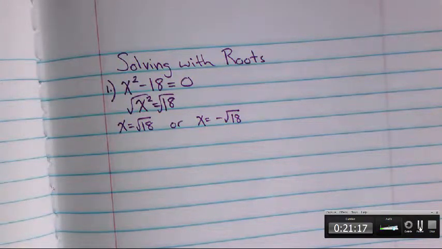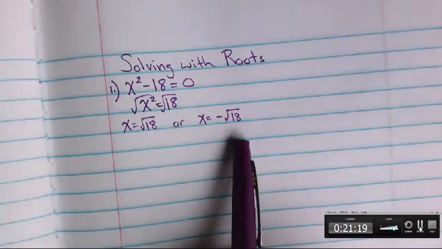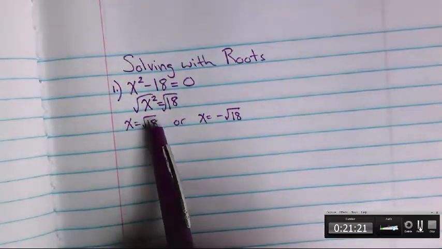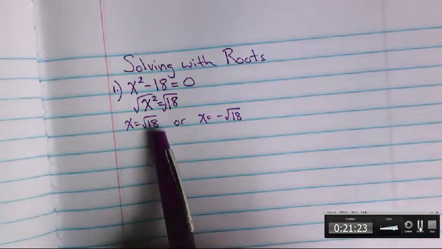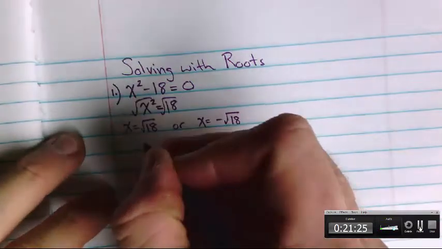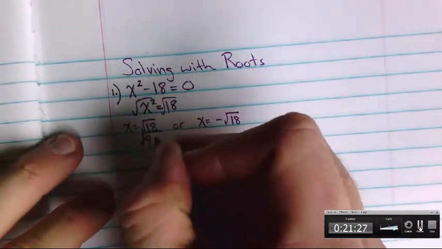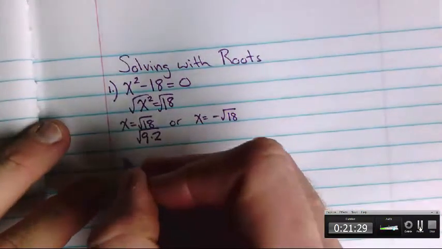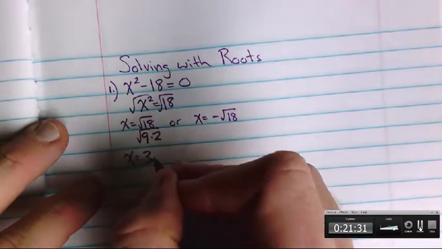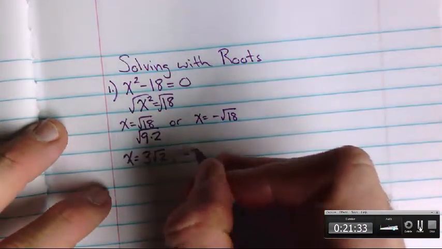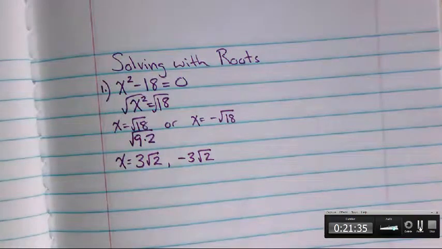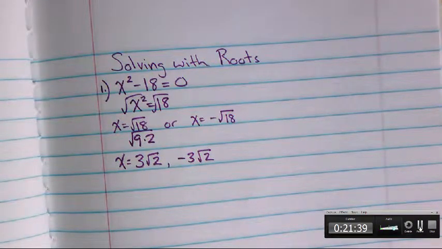Now, if you simplify one, you can technically simplify both. 18 is a radical. It can be simplified. The largest perfect square that goes into it is what? 9. So your answers are 3 radical 2 and negative 3 radical 2. Once you simplify 18, you know the answer for negative radical 18. So it's 3 radical 2, negative 3 radical 2. That's your answers.